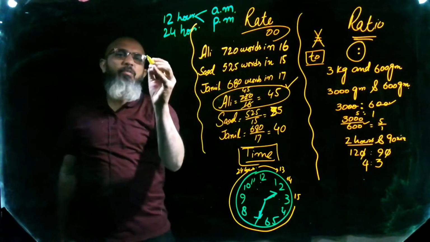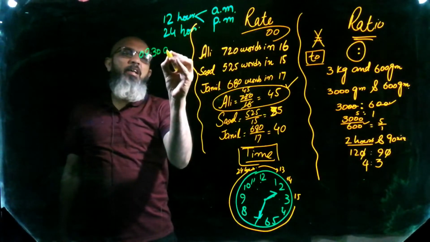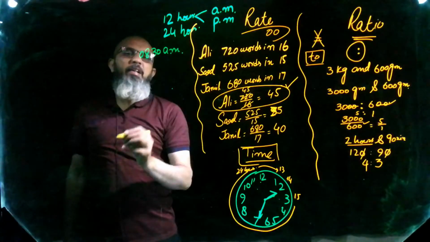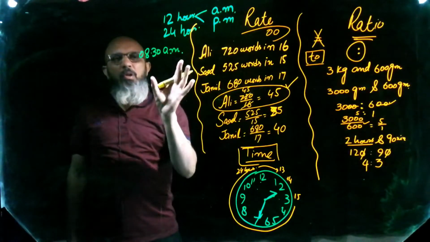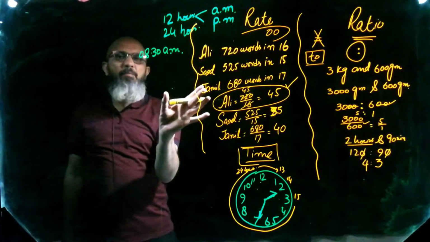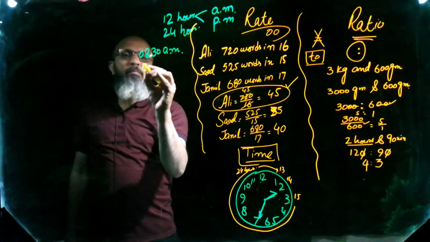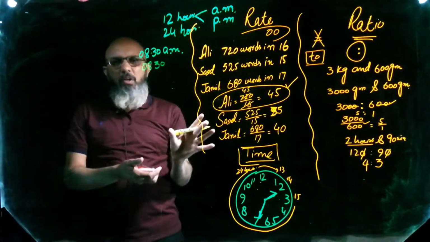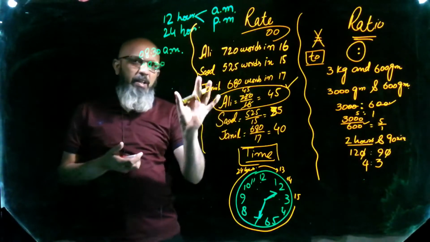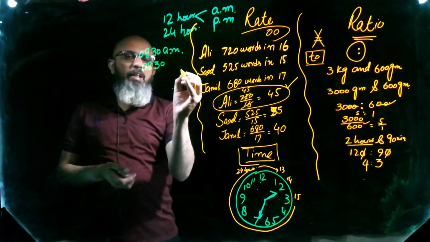So if you have 8:30 AM, it means 8:30 in the morning. So what will you do? If you want to convert this into 24-hour timing, we simply remove AM, so your answer is 8:30. In the 24-hour clock, we no longer need to write AM or PM, right? Now look at another example.